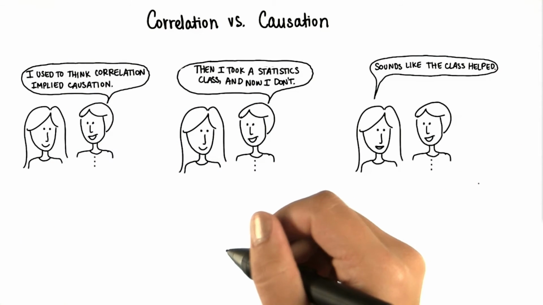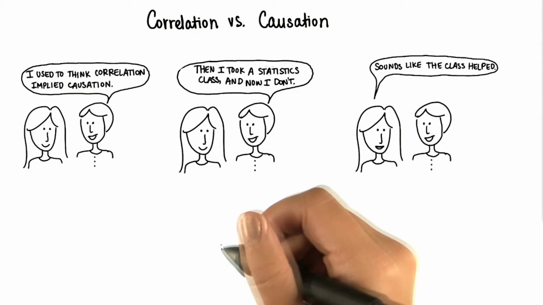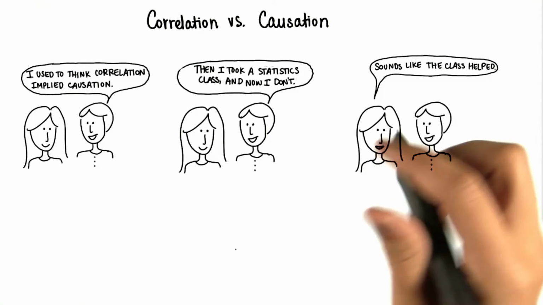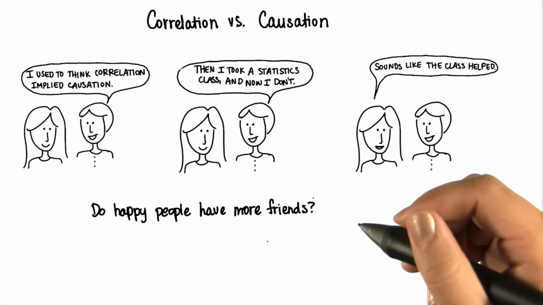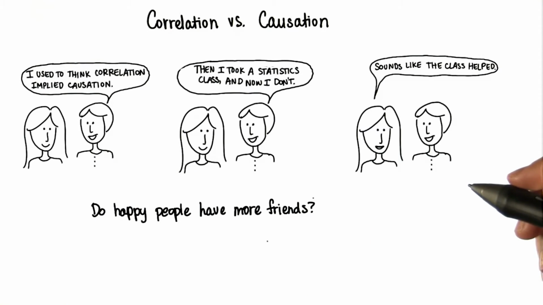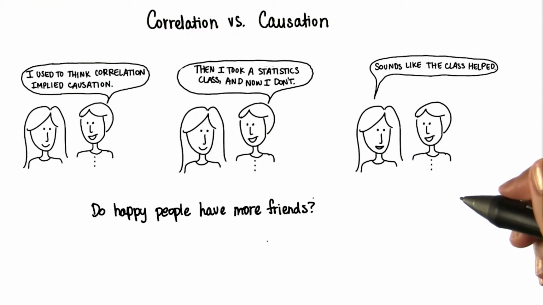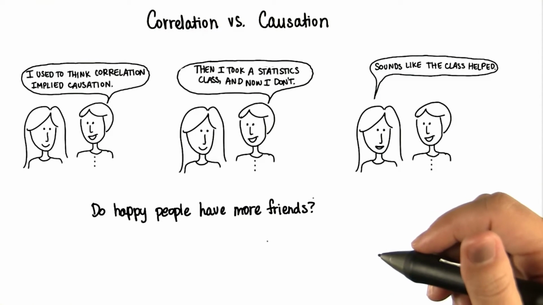For example, do happy people have more friends? Is it just because they're happy that they have more friends? Or does them being happy cause them to act a certain way, which then causes them to have more friends? We never know. There are always lurking variables.